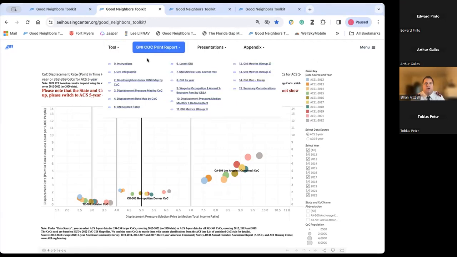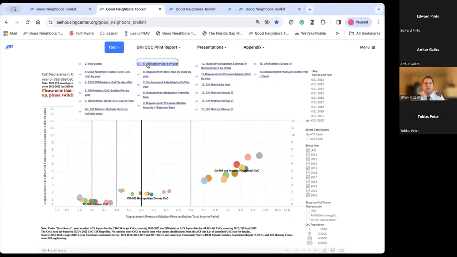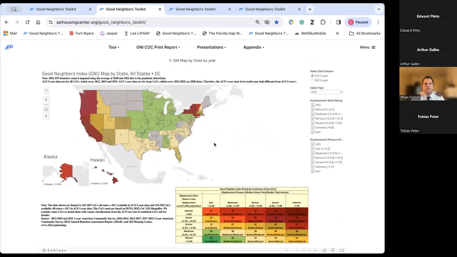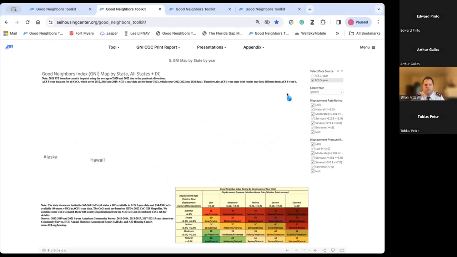And so if we go to number 5, we would go back to the map by state by year. And I apologize if my computer takes a moment. Good. And so again, this is the 1 year. As soon as I click the 5 year, you'll see the whole country's lit up.